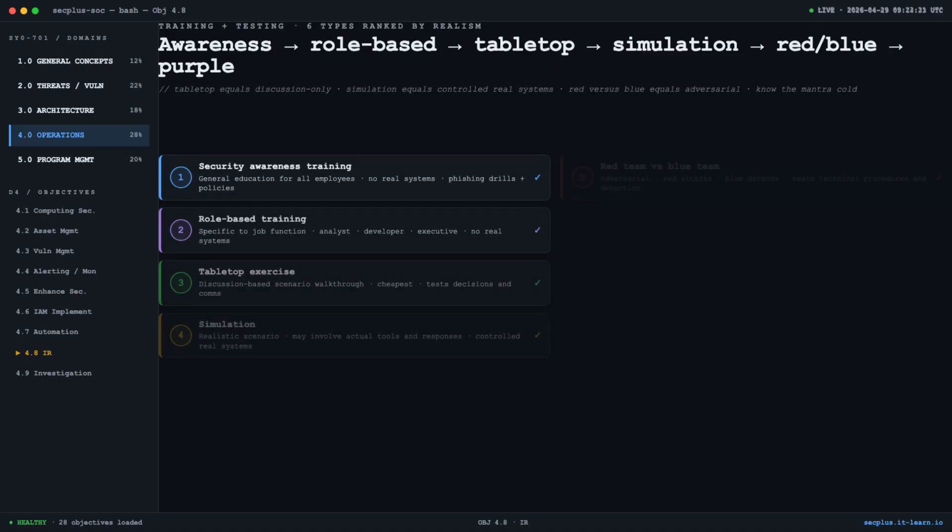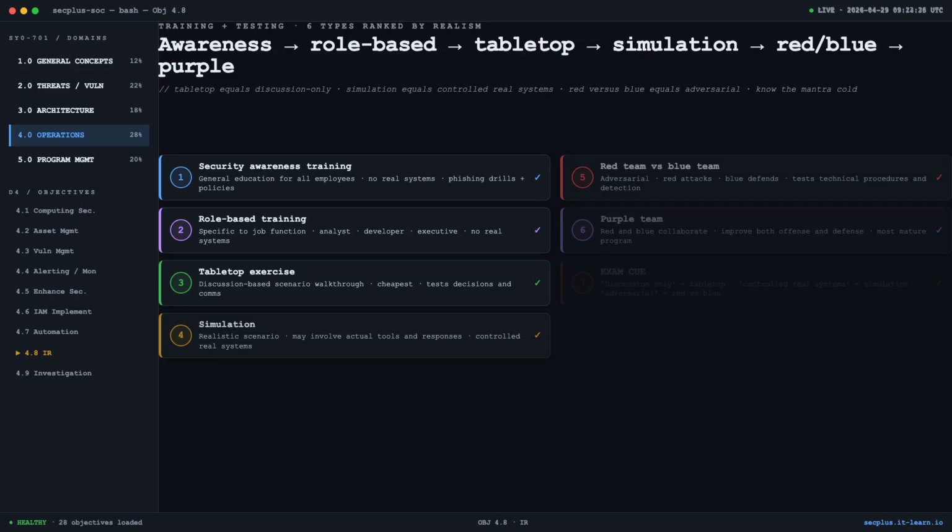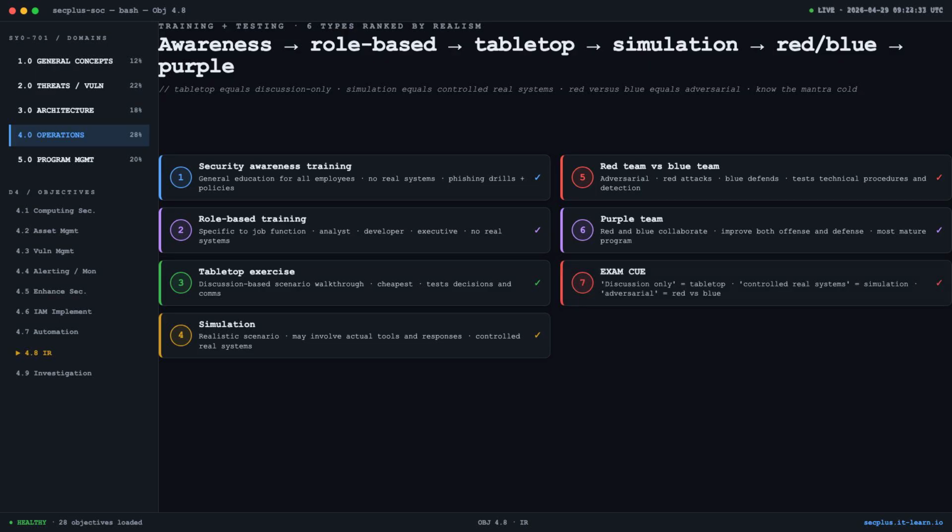Number 4, simulation, realistic scenario test, may involve actual tools and responses, more realistic, more expensive. Number 5, red team versus blue team, adversarial test. Red attacks, blue defends. Test the actual technical procedures and detection. Number 6, purple team. Red and blue work together to improve both offense and defense. The exam mantra: tabletop equals discussion only. Simulation equals controlled real systems. Red versus blue equals adversarial.